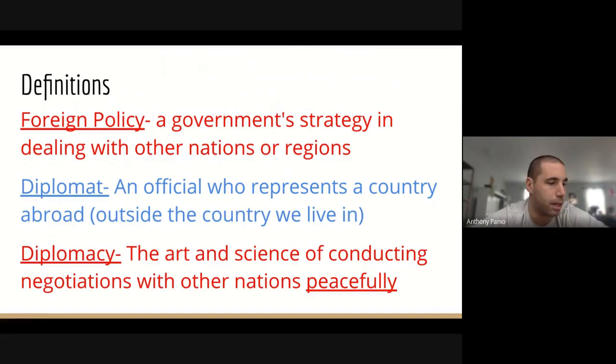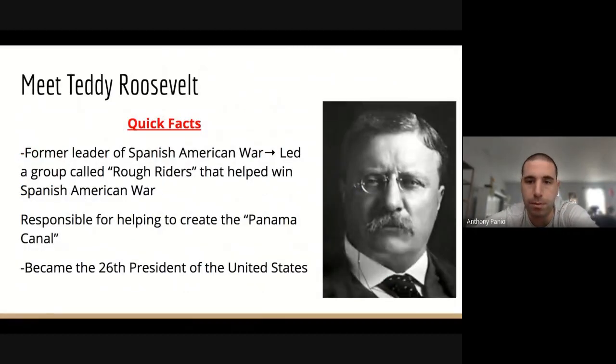All right, so with that being said, we need to go over a couple things before we get into the first major foreign policy under Teddy Roosevelt. Really, there's two that we need to know. We're going to have to know both of them, but ultimately, we need to start with this. So we know this already.